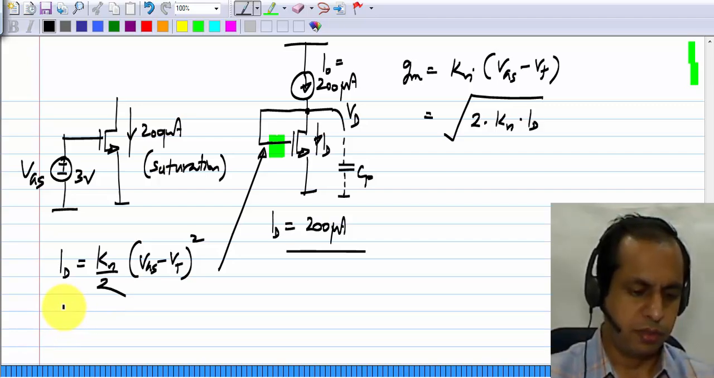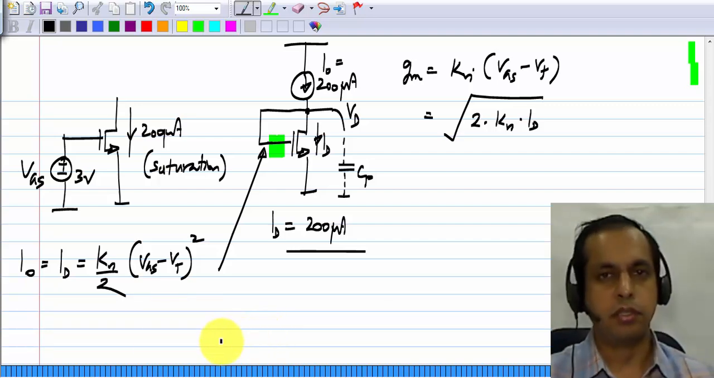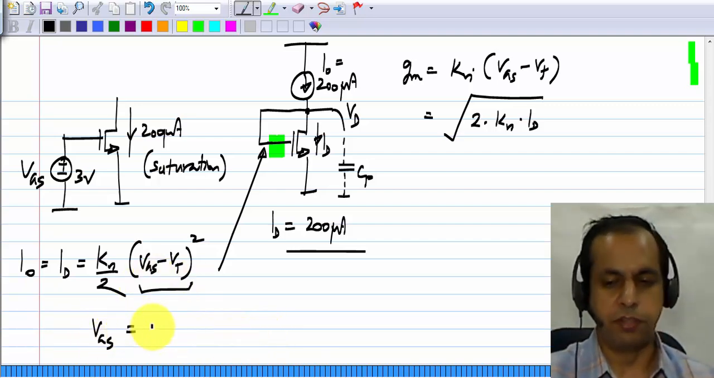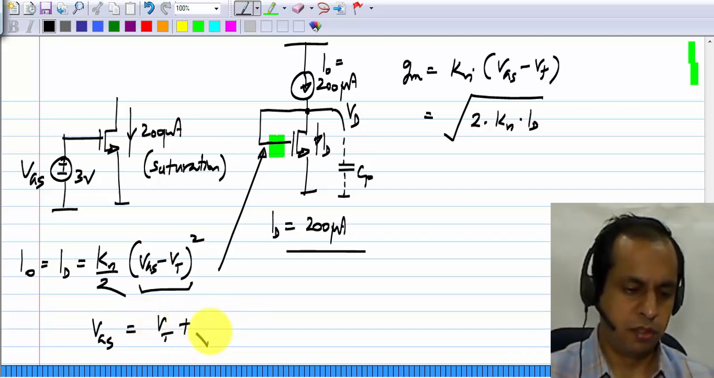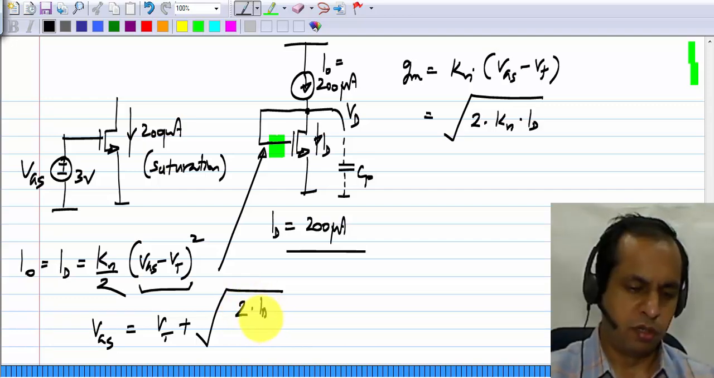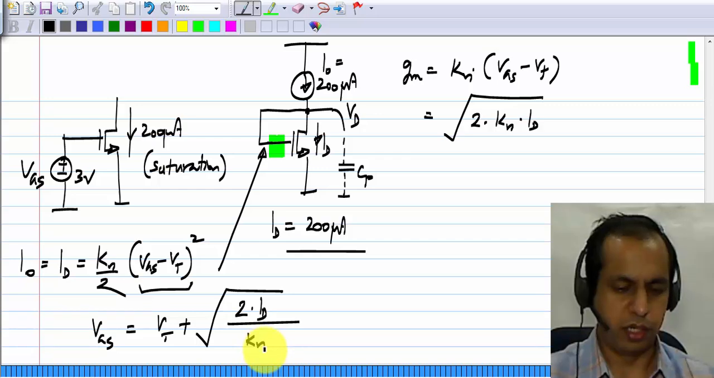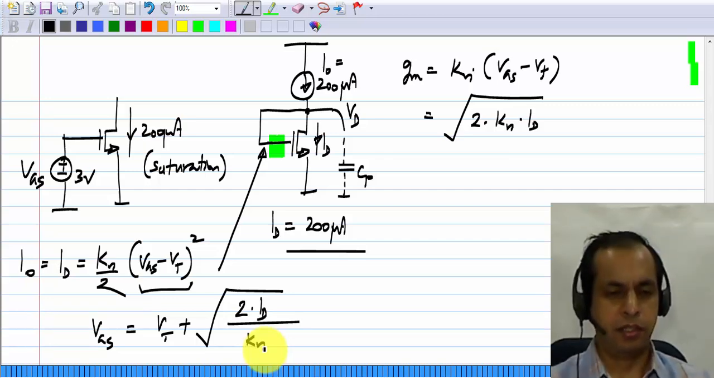Okay. Now ID has to be equal to I0. So we can solve for VGS here, and we will find that it is VT plus square root of 2 times ID by Kn. Okay. So this is just some algebraic manipulation, but what does it tell us?